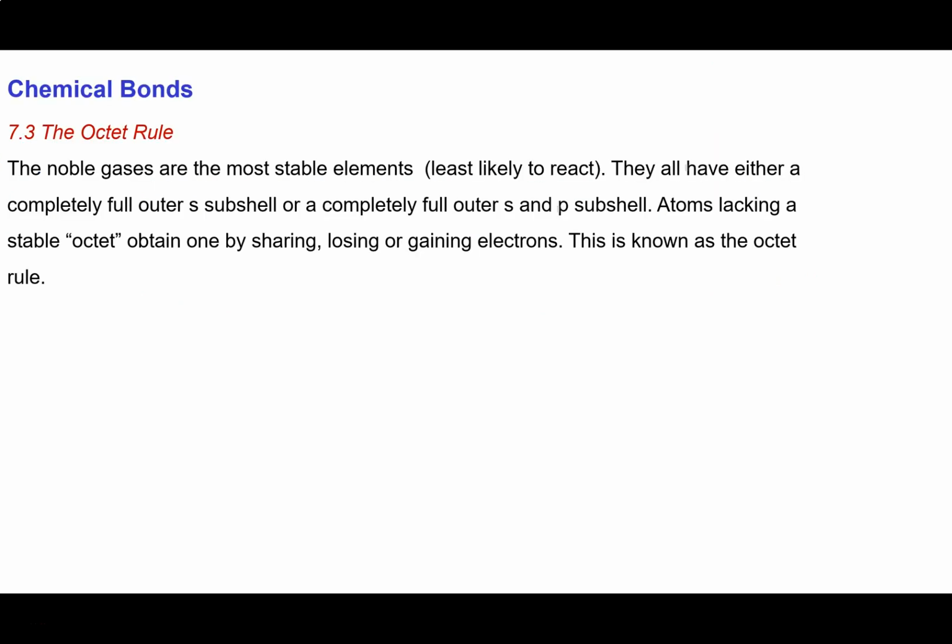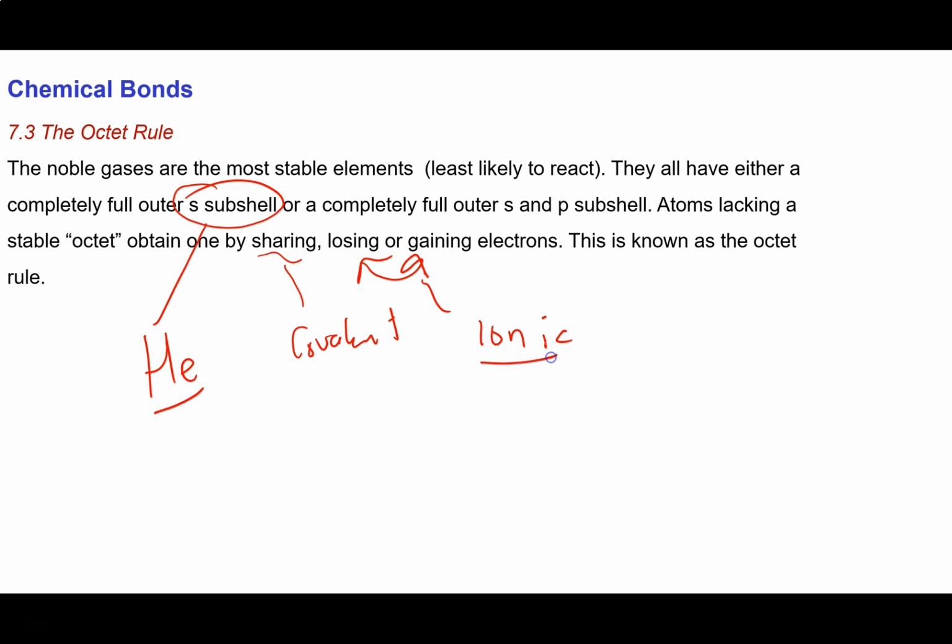So the noble gases are the most stable elements, that is, they are the least likely to react. They all have a completely full outer s subshell or a completely full outer s and p subshell. The only one that just stops at an s subshell is helium. All of the others have an s and a p subshell. Atoms that don't have a stable octet acquire it by either sharing electrons, that is, forming covalent bonds, or transferring electrons, that is, forming ionic bonds. Once they do, they become stable, and that's what we call the octet rule.